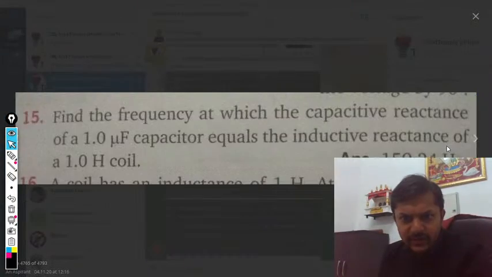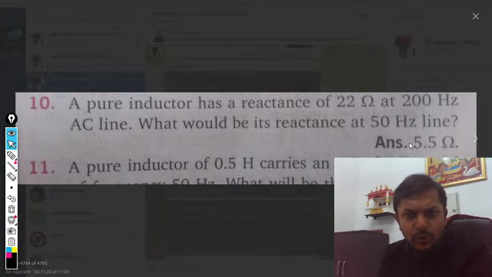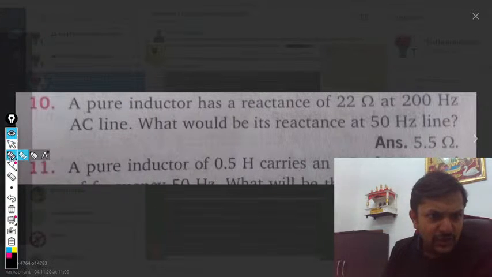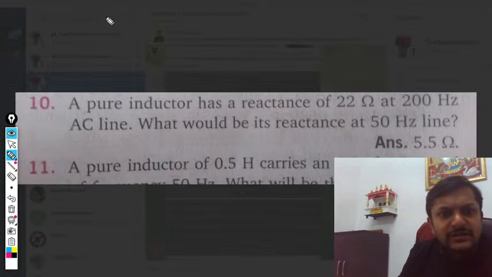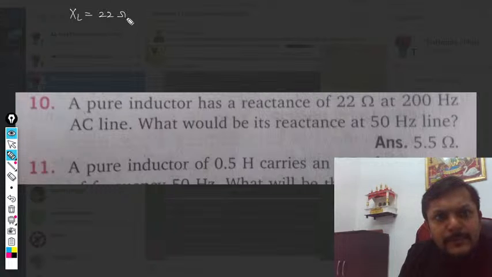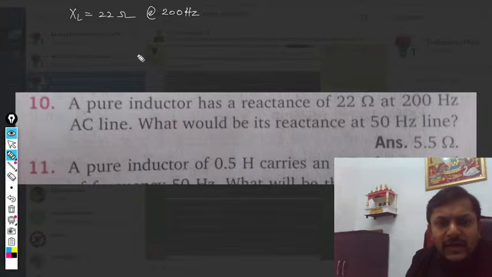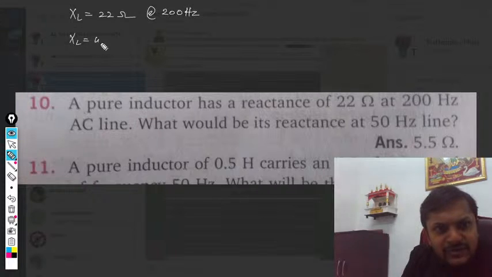So this is done. 1.59 this. A pure inductor has a reactance of this. A pure inductor has a reactance at 200 Hertz frequency, AC line. What would be the reactance at 50 Hertz? So the reactance is actually omega L.